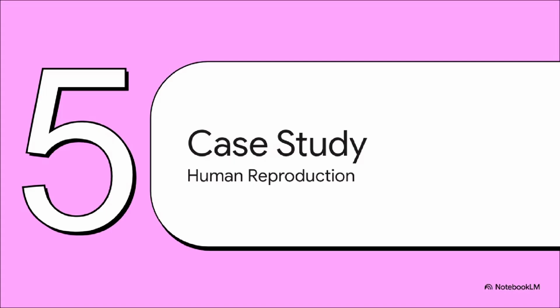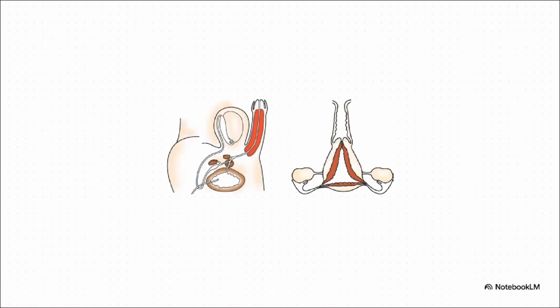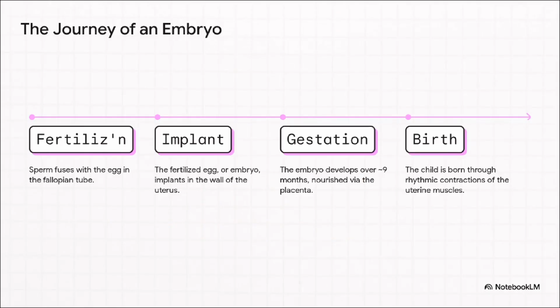All right, now let's switch gears and look at our second case study, one we're all pretty familiar with, human reproduction. So in humans, we have these highly specialized systems. The male reproductive system is built to produce and deliver sperm, which are the male gametes. And the female system is built to produce eggs, the female gametes. And it's also uniquely designed to house and nurture a developing embryo. And the journey from there is just incredible.